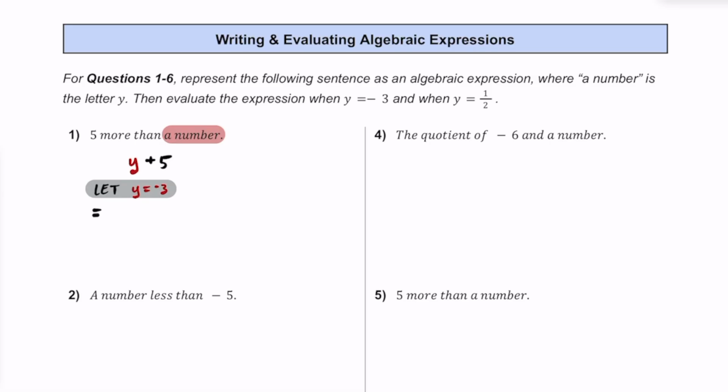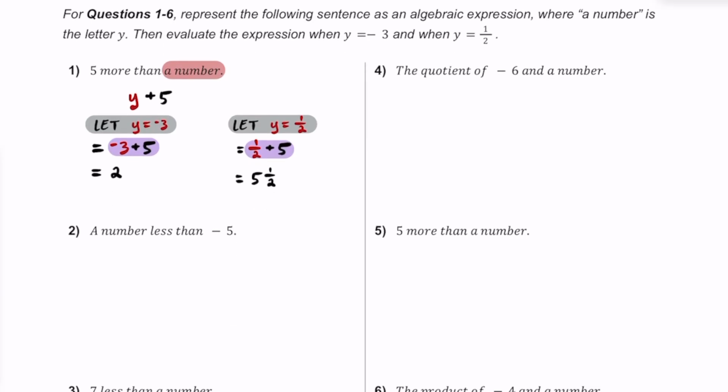And so if we substitute this in, we're going to have -3 plus 5. There's just one step here, so it's nothing too crazy. But -3 plus 5 is just going to be equal to +2. All right, now what if y is equal to 1/2? Well, if y is equal to 1/2, then we'll substitute in 1/2 for y. We'll say it's going to be 1/2 plus this 5. If we add 1/2 and 5 together, we can actually just keep this as a mixed number. That should be a lot easier to do. So this is going to be 5 and 1/2.